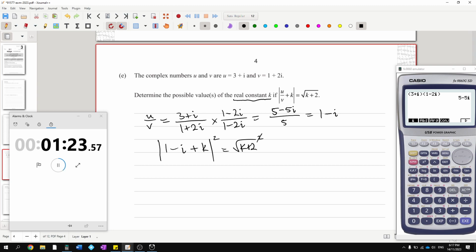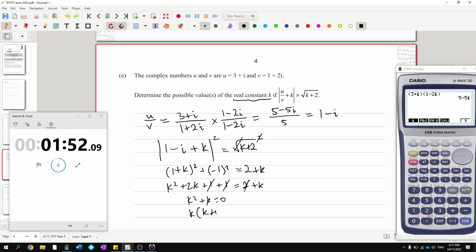Square both sides real quick. So since K is real, that's just going to be 1 plus K squared plus minus 1 squared, which is 2, so K squared plus 2K plus 1 is 2. Cancel all that. Oh, I forgot K. Oh, my bad. Okay. Let's see, K squared plus K is 0. So we get that K is either 0 or minus 1.